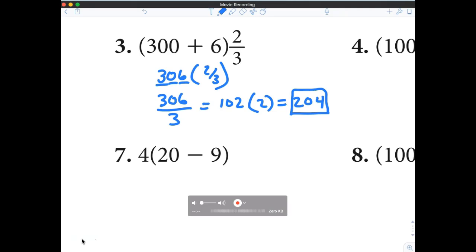Okay, so let me ask you this. Do you understand 300 plus 6? Okay, all right? It's really good. So you okay with it being 306? All right, now, what I'm trying to show you on this, I should have written the fraction a little better. Let me do this for you. 2 over 3, like this. Because this fraction bar always means what? Divide. You hear me? So all I did was I took 306 and I divided it by 3 first.